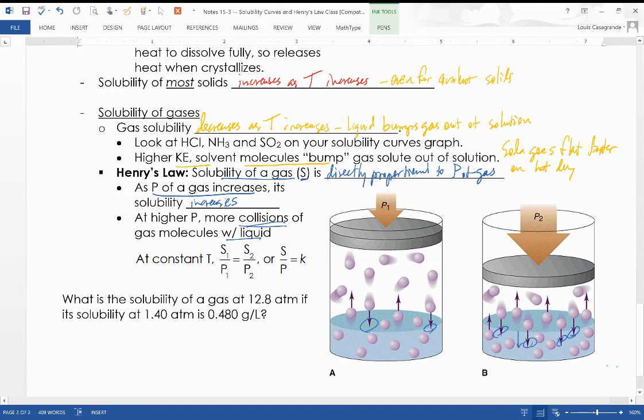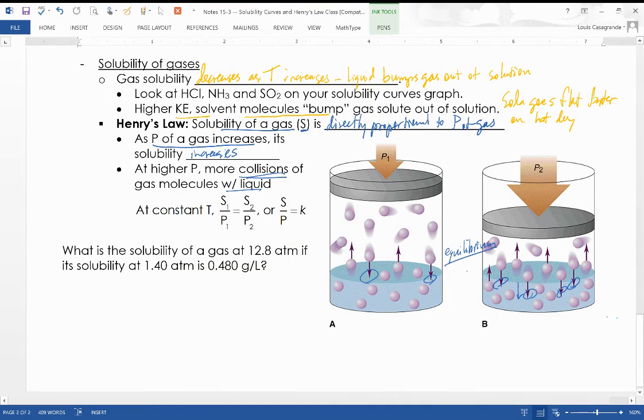Now, we do have gas molecules coming out as well. And so this is in the kind of equilibrium that we saw before with vapor pressure, but this equilibrium has to do with the amount of gas that's dissolved. I'll talk about this in a moment when we talk about opening a soda bottle. So at a constant temperature, the direct relationship tells us that the solubility at one pressure divided by that pressure is equal to the same ratio at the second pressure, S1 over P1 equals S2 over P2. And sometimes we even come up with a constant for it.